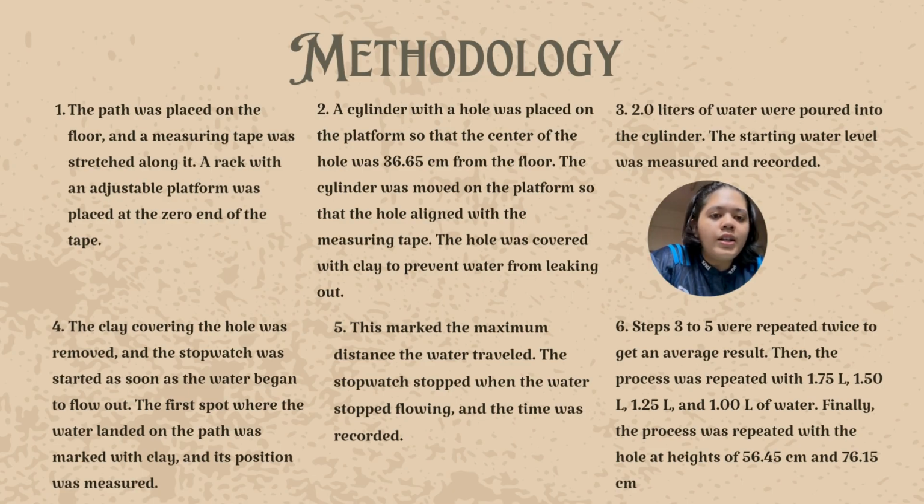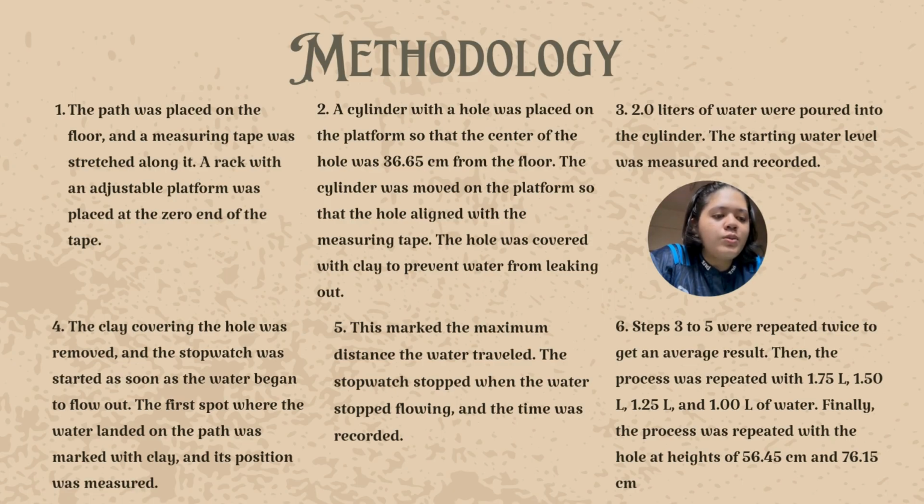Step 4. The clay covering the hole was removed, and the stopwatch was started as soon as the water began to flow. The first spot where the water landed on the path was marked with clay and its position was measured. Step 5. This marked the maximum distance the water traveled. The stopwatch stopped when the water stopped flowing and the time was recorded. Step 6. Steps 3 to 5 were repeated twice to get an average result. Then the process was repeated with 1.75 liters, 1.5 liters, 1.25 liters and 1 liter of water.